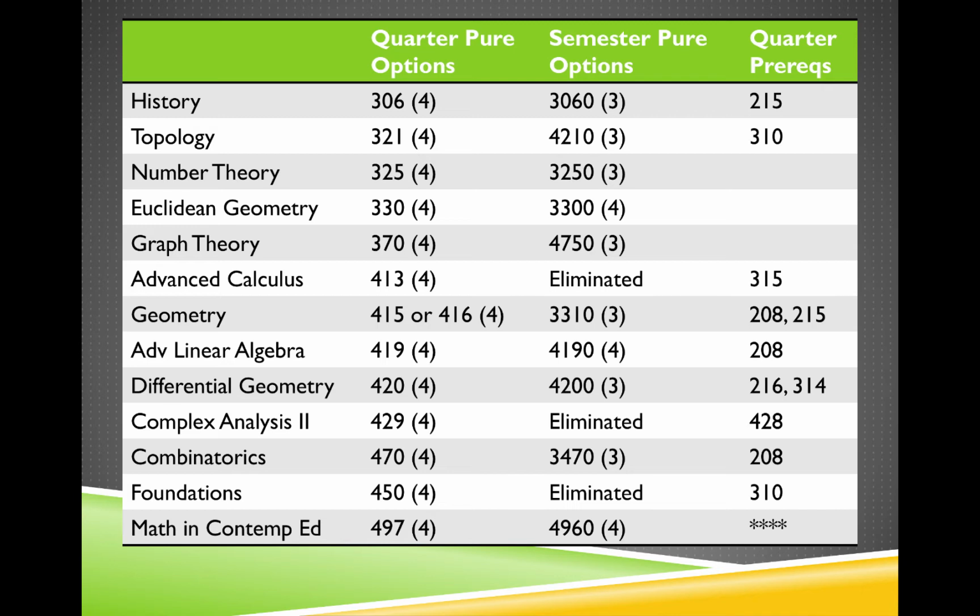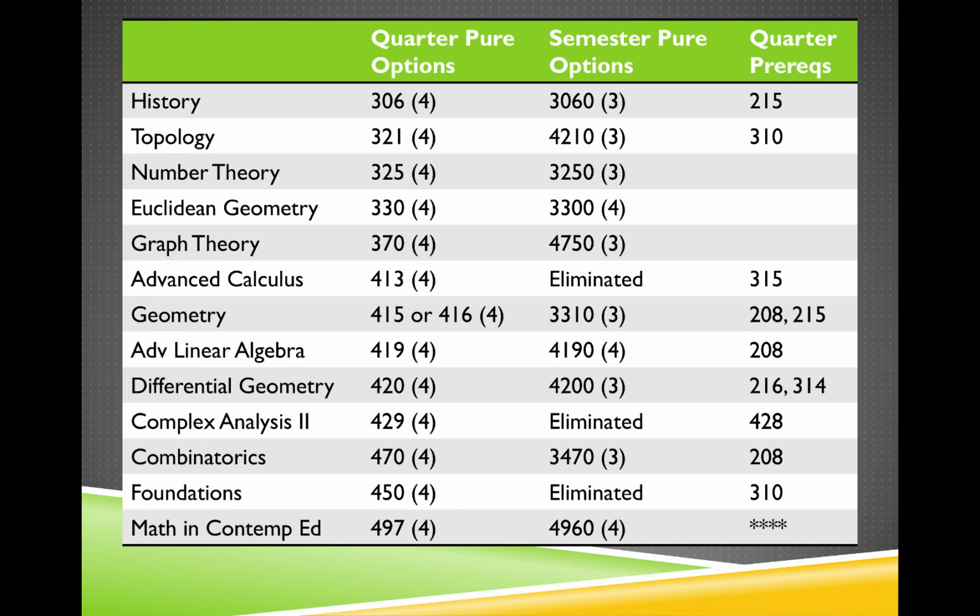When you see those two things together, that the new number is basically the old number with a 0 at the end, and it went from a 4-unit course to a 3-unit course, you can assume that it's pretty much mostly unchanged. That's mostly a direct conversion. Another example here would be number theory went from 325 to 3250. Another example is the differential geometry going from 420 to 4200.